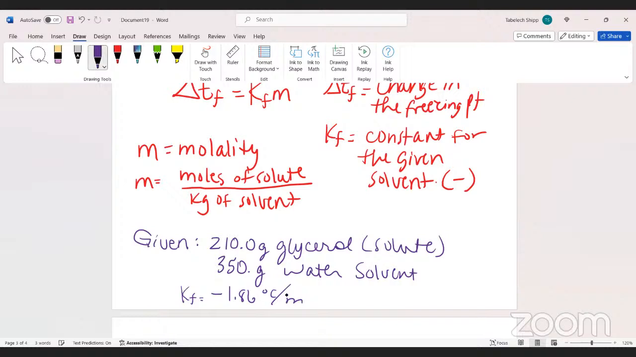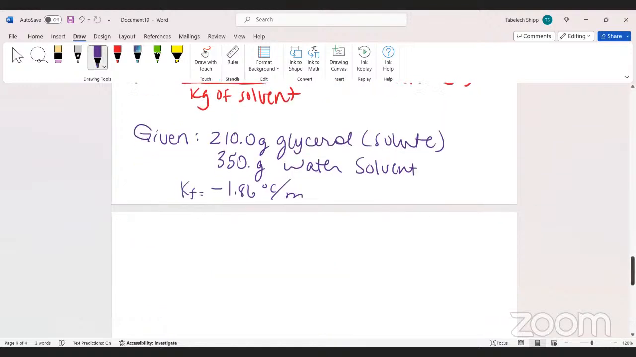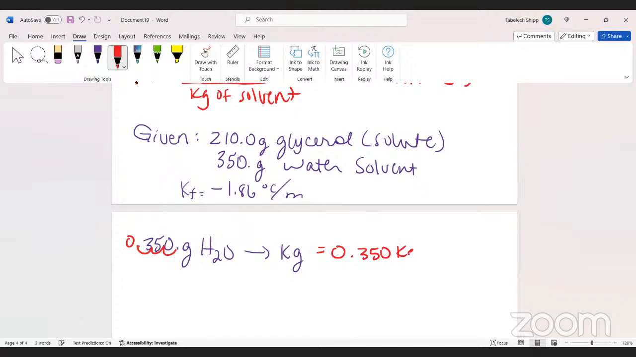So now, how do we solve this problem? What do we need to do? Well, we're going to first convert the 350. grams of water to a kilogram. All you have to do is move your decimal back 3 places to the left. 1, 2, 3. So you end up with 0.350 kilograms of water, okay, of your solvent. That's for your water, okay?